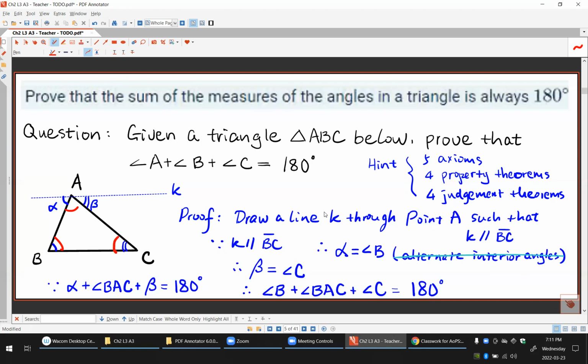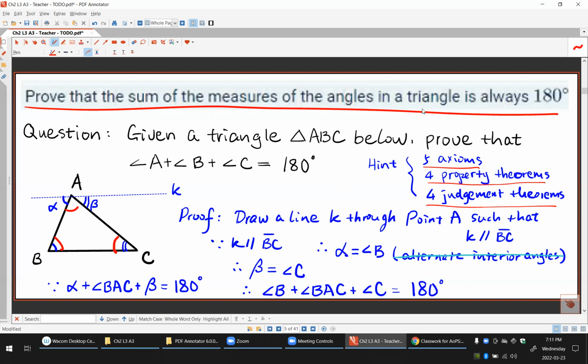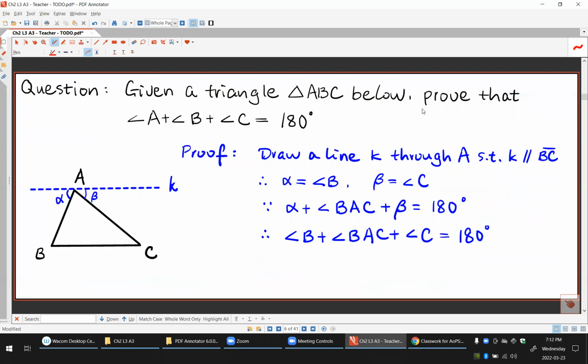Okay, did you get it? Okay, so basically the key to solving a geometric problem is usually by considering what we have learned so far, right? We have learned 5 axioms, 4 property theorems related to parallel lines, 4 judgment theorems related to parallel lines, and now this new theorem here, right? I hope you can make the notes by yourself. And if you want to solve another geometric problem, you can always refer to what you have learned so far, okay? All right, so in practice, I'll upload this note to Google Classroom. You can refer to my notes after this class, okay?